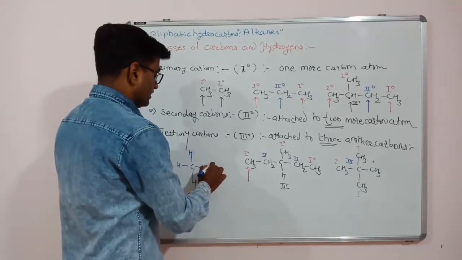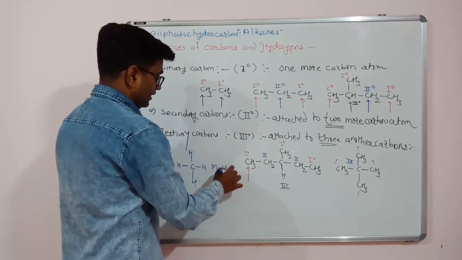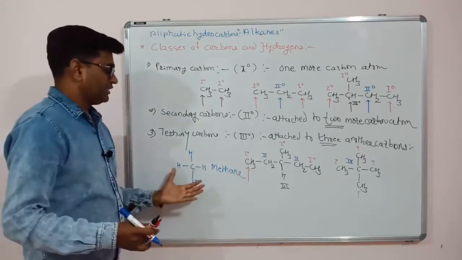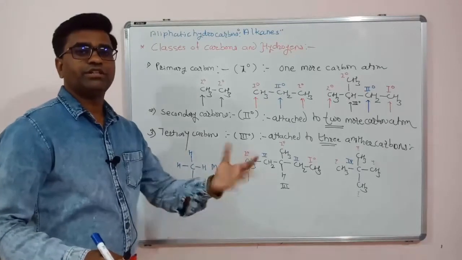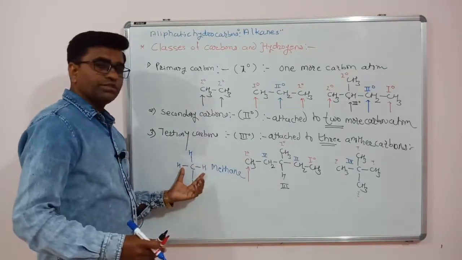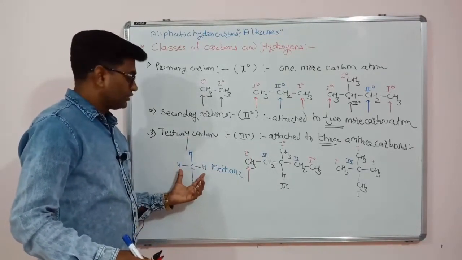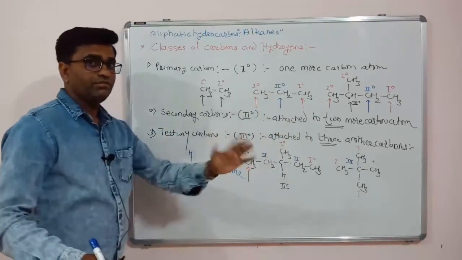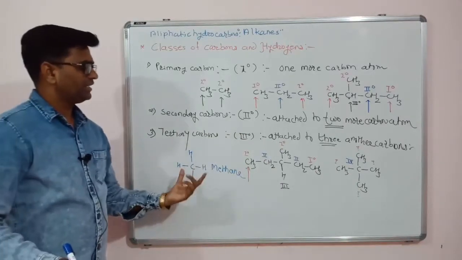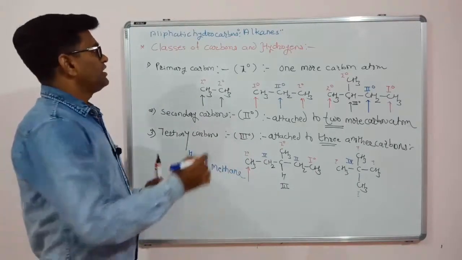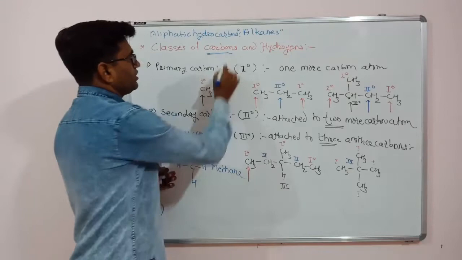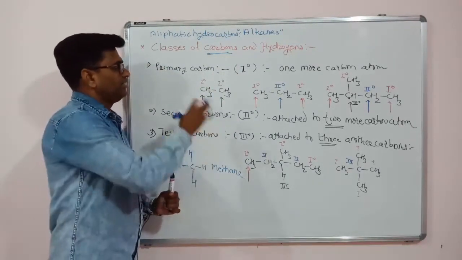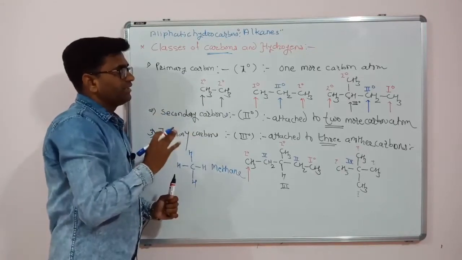So this class is different, and this is called methane carbon. It's a unique one. This is not primary, secondary, tertiary or anything. Most students call it primary, but it is not a primary carbon, because primary means one more carbon atom attached to the carbon. So this is another kind of carbon, that is methane. So there are mainly three classes of carbons: primary, secondary and tertiary.